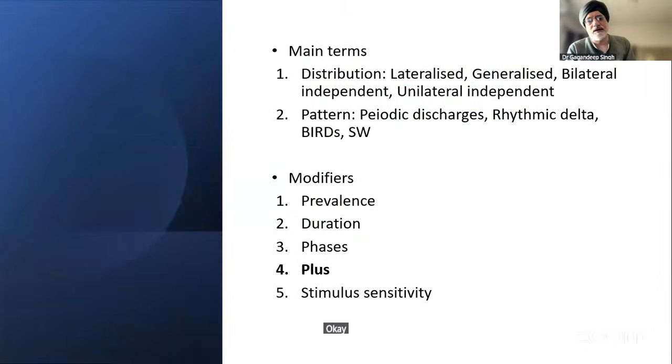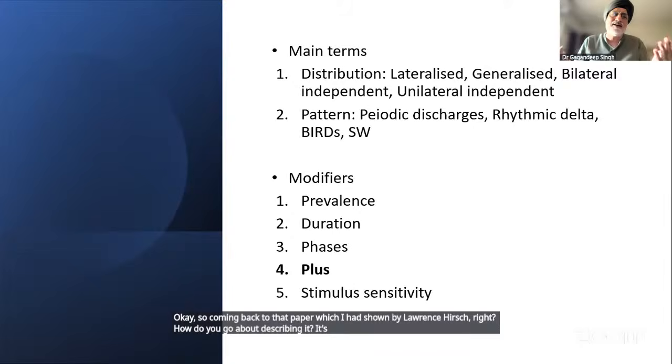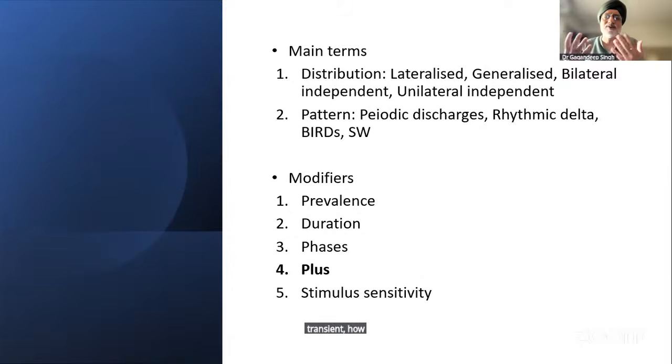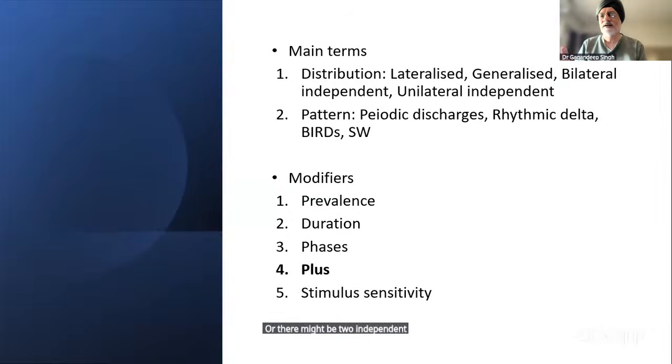Okay, so coming back to that paper which I had shown by Lawrence Hirsch, right? How do you go about describing it? It's like describing any EEG pattern. You have a transient. How do you describe the transient? You describe the distribution, the pattern, and then there are some modifiers. This is from the ACNS. So the main terms are the distribution. Is it lateralized, generalized? Is it bilateral independent? Or there might be two independent discharges coming on one side only. That would be unilateral independent, right?